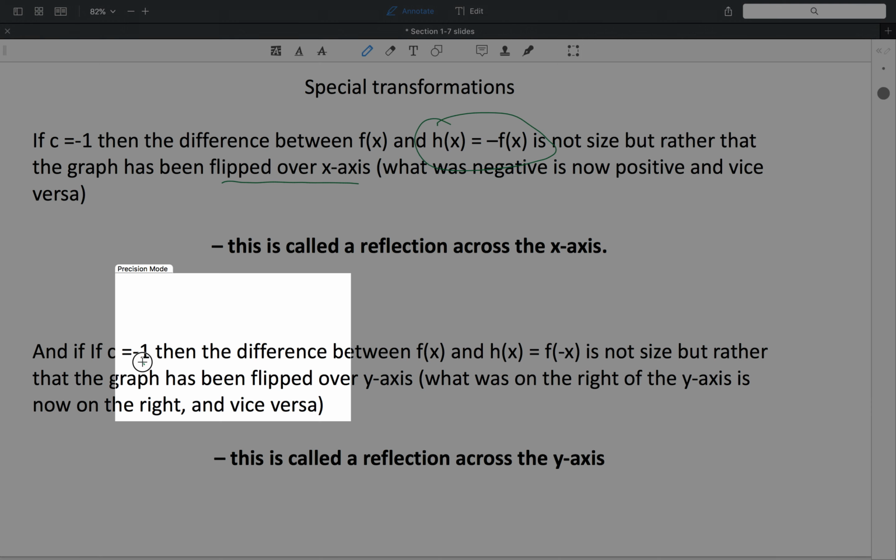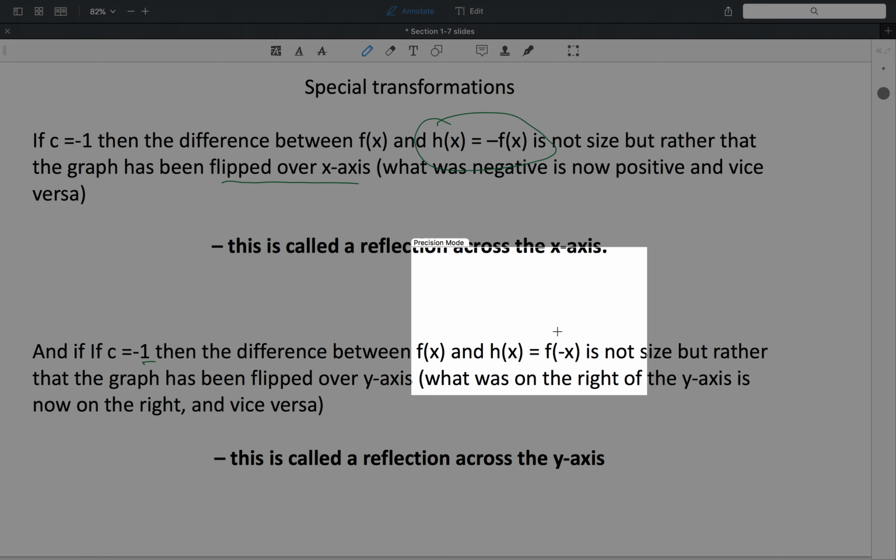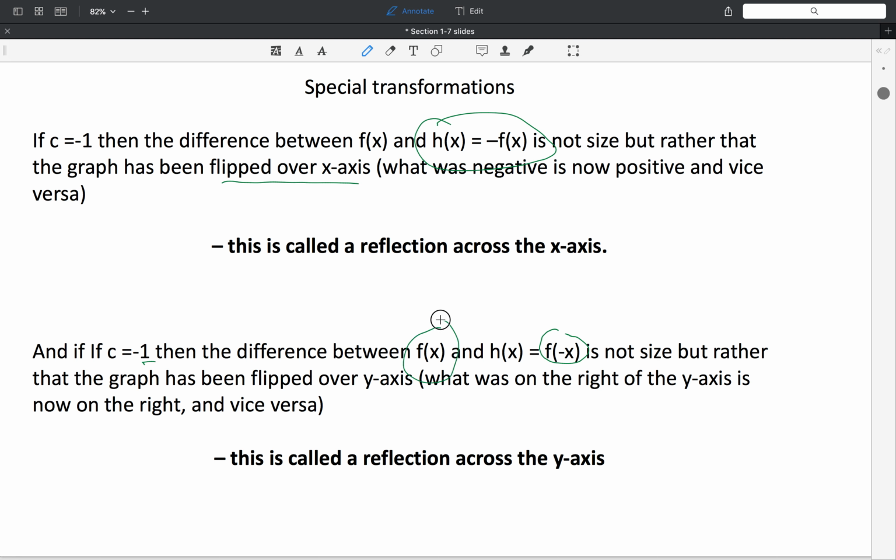And then if c is minus 1, and you want to look at the difference between this and f of x, again, since we're multiplying by 1 or minus 1, we're not changing the size or the shape, but we're flipping it over the y-axis. Because what was on the right of the y-axis is now on the left of that. Because when you make an x negative, if you have 3 and you make it negative, this was on the right side, and now it's on the left side of the x-axis. So x equals 3 is on the right side of 0, and that's going to be on the left. So it flips things around. So we'll go through some examples of this.